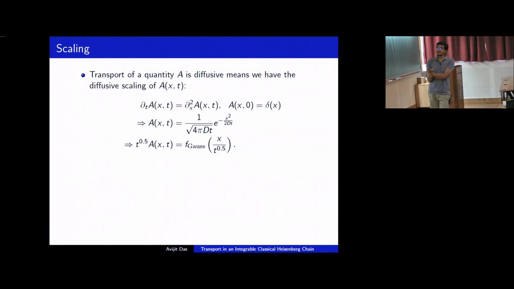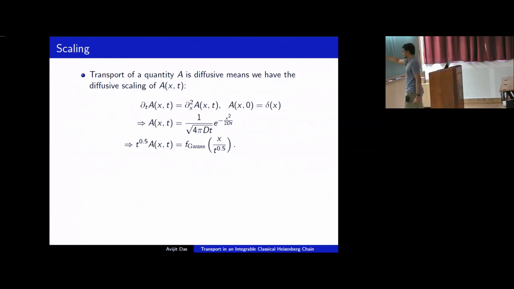But we can write, if you look carefully, you can write it like this, right? We can put root t here, and this is x by root t, some function, right? Exponential function. So this is a Gaussian. So this is called the Gaussian scaling. So my Fourier or Fick's law will give me this Gaussian scaling of this conserved quantity.